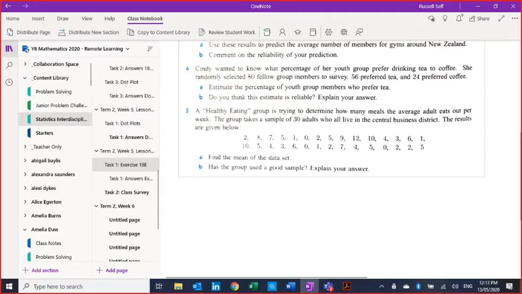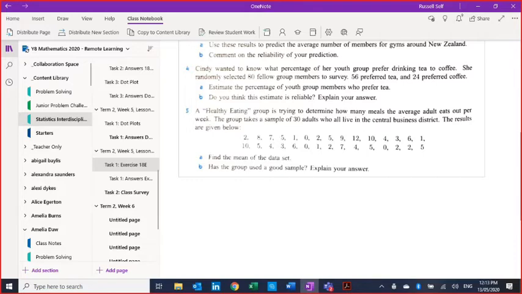look at 4. Cindy wanted to know what percentage of her youth group prefer drinking tea to coffee. So she selected 80 group members to survey, and then gives 56 preferred tea, 24 prefer coffee. Estimate the percentage of youth group members who prefer tea, right? So you could get an estimate, 56 out of 80, so it's more than half. So about 60% probably, maybe, or maybe a little less. Just get an estimate. How reliable do you think her estimate would be?